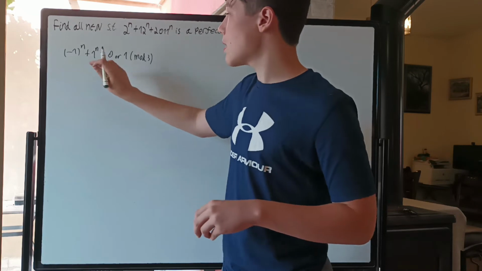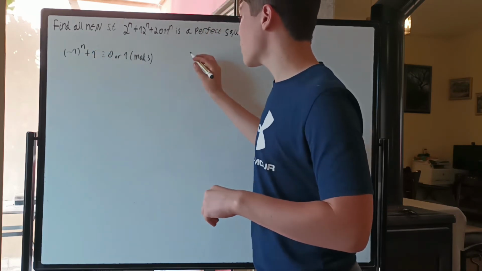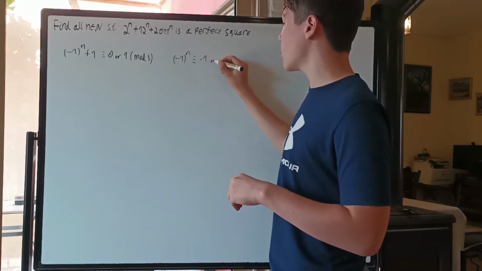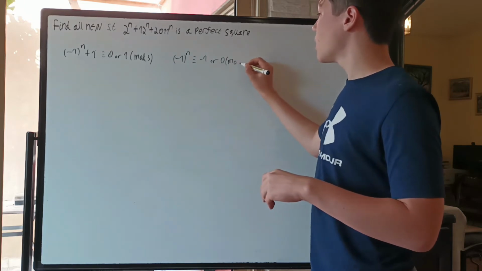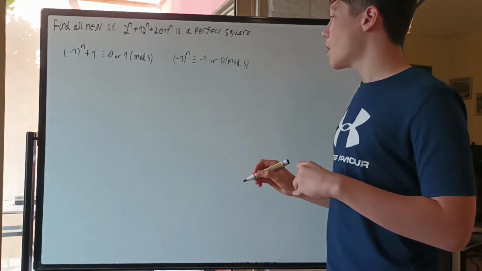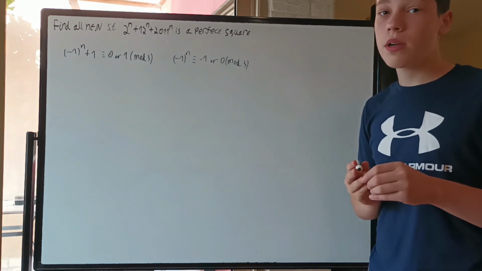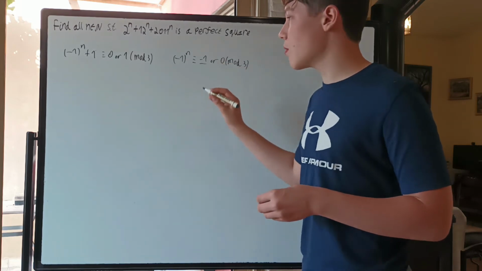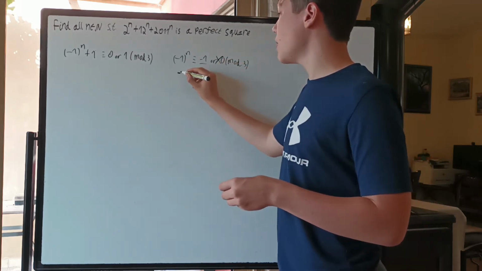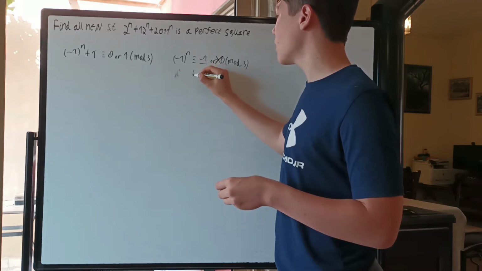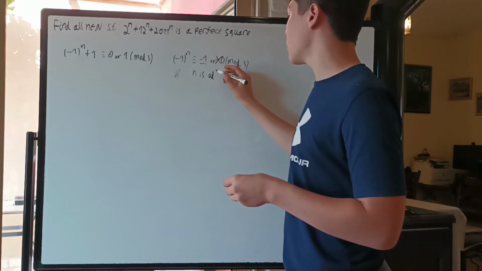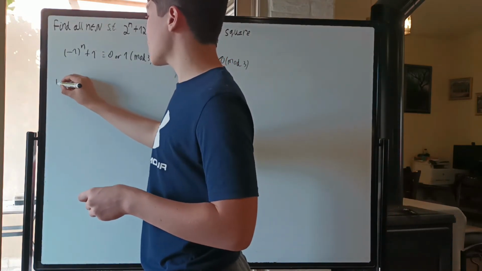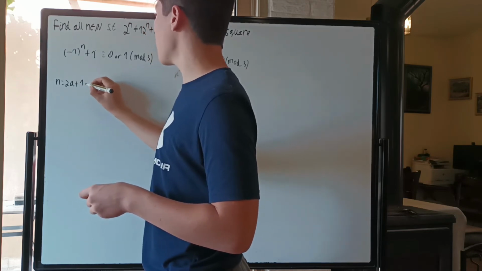So first of all, 1 to the n, that's just 1. And we'll move it to the other side to get that negative 1 to the n is congruent to negative 1 or 0 mod 3. But now negative 1 to the n can't be 0 mod 3, right? It's either negative 1 or 1, meaning that it has to be negative 1 mod 3, which means that n is odd. Right, so I can write n as, say, 2a plus 1.